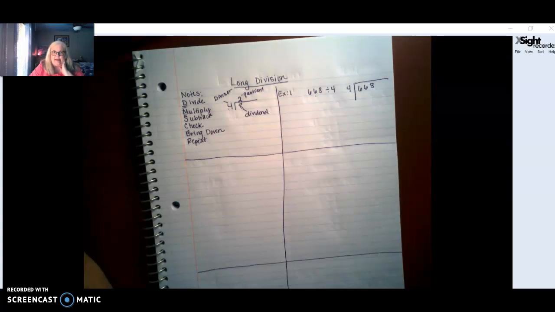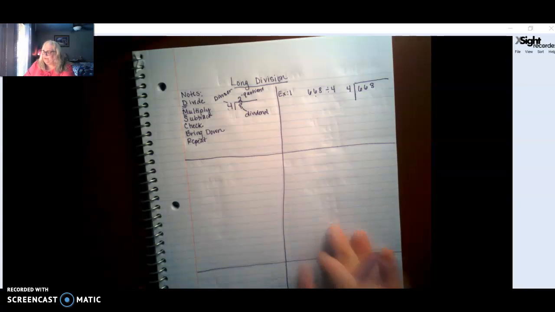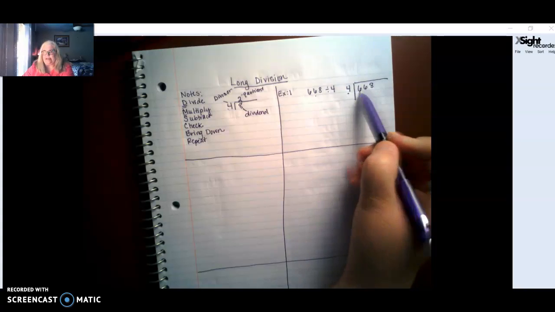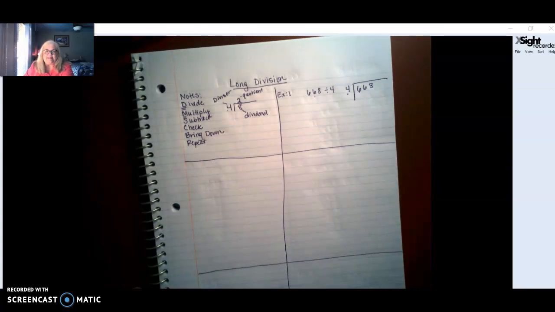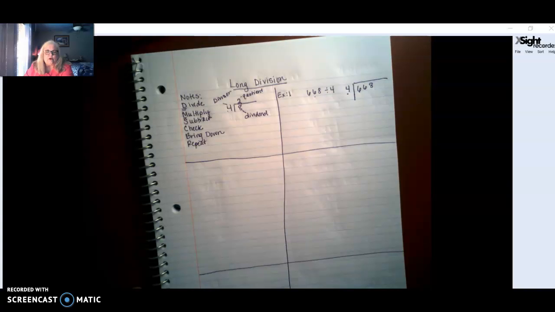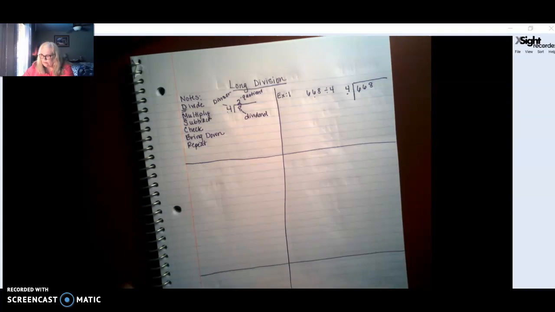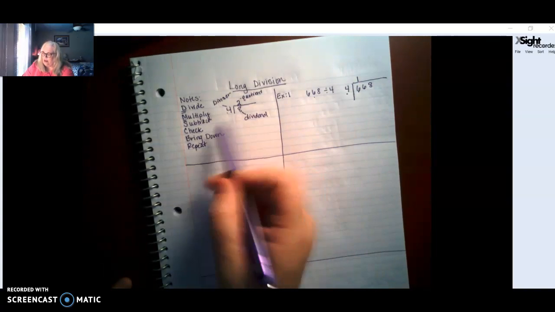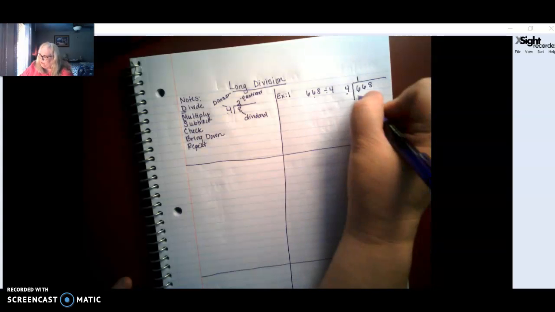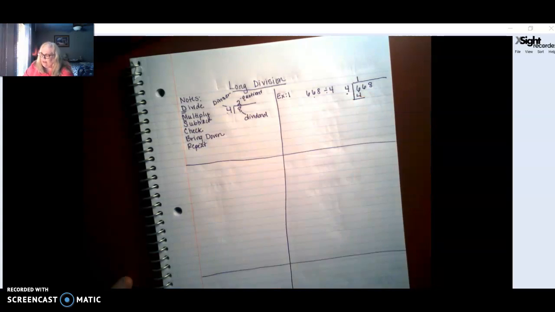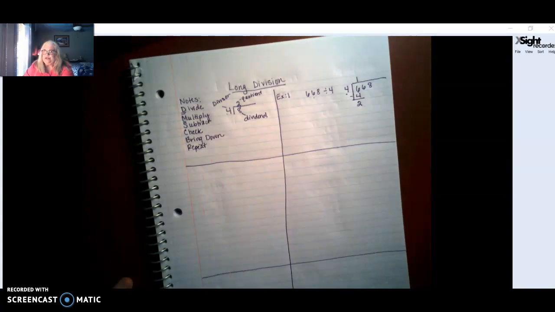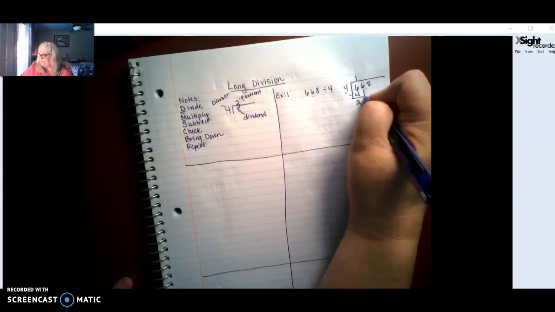668 divided by 4. So the first thing we do is divide. How many times will 4 go into 6 without going over? Or what times 4 equals 6, or the closest to 6 without going over? Well, that is going to be 1. Now we multiply. 1 times 4 is 4. And then we subtract. 6 minus 4 is 2. Check and bring down.